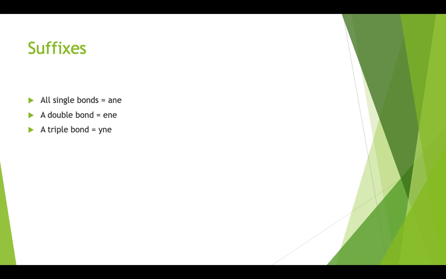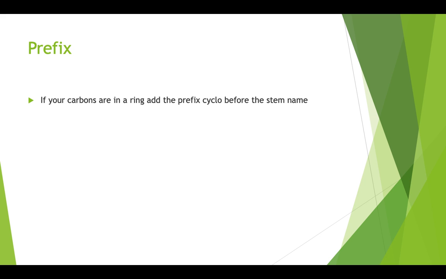If it has a single bond, all of the bonds between carbon atoms are single, it will end in ane. If it has a double bond anywhere in the compound, then it would be ene. If it has a triple bond, it would be yne. So, if your carbons are a ring, you would add a prefix of cyclo before the stem name. So that's your first prefix, is cyclo.